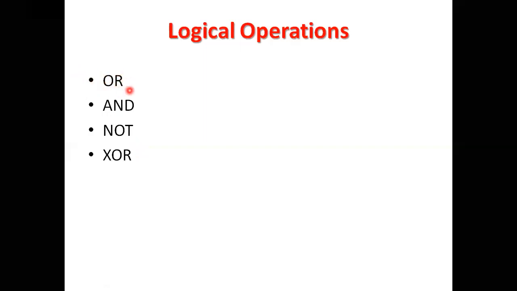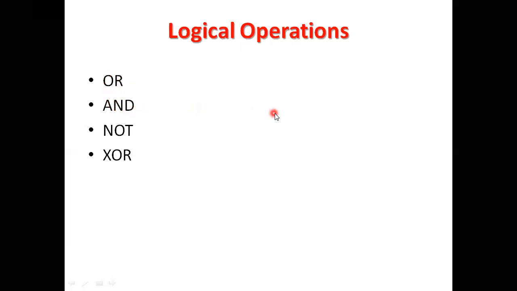Now the truth tables. Suppose you are taking two elements A and B. For the OR operation on A and B, we get 4 combinations, since 2 inputs give 4 combinations. Those are 0 0, 0 1, 1 0 and 1 1. We get the outputs 0, 1, 1, 1. That is the OR operation. Based on that, the statement is: if any one of the inputs is high, the output is high. Next one is the AND operation.